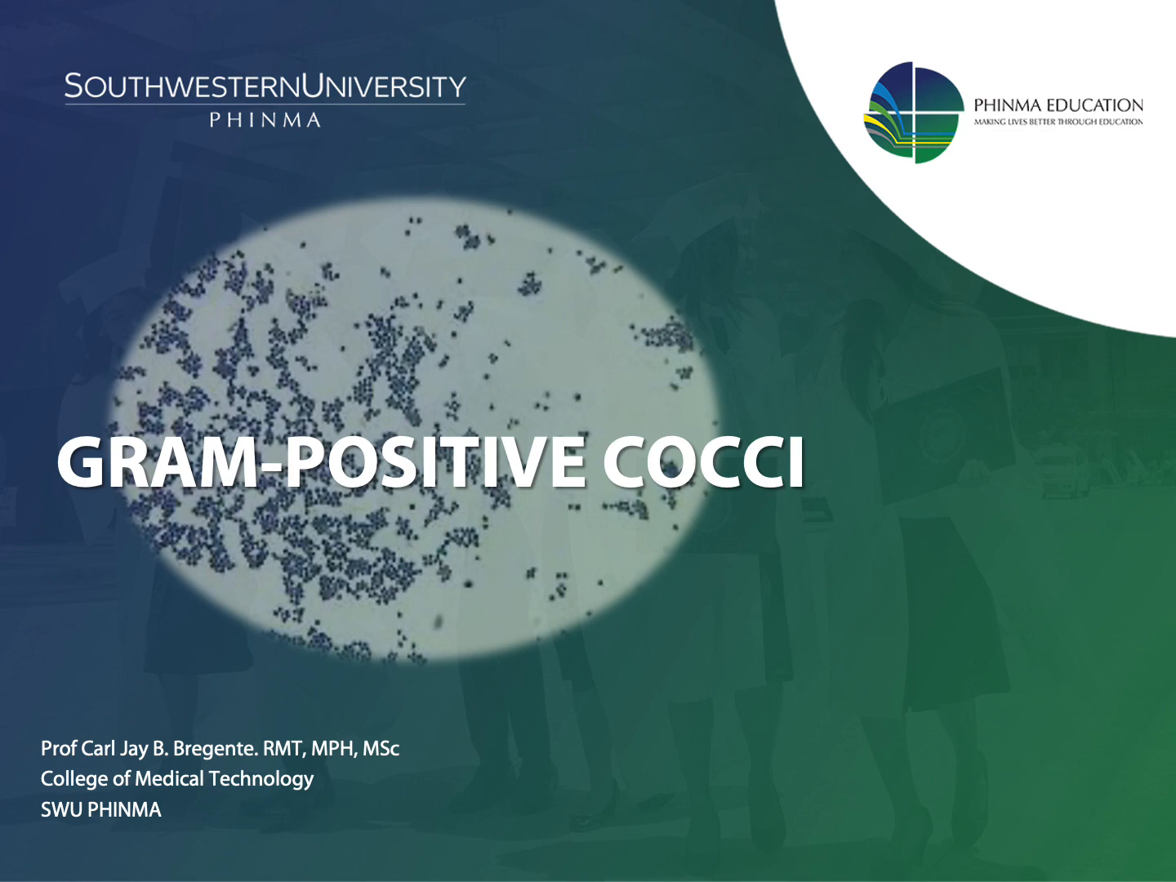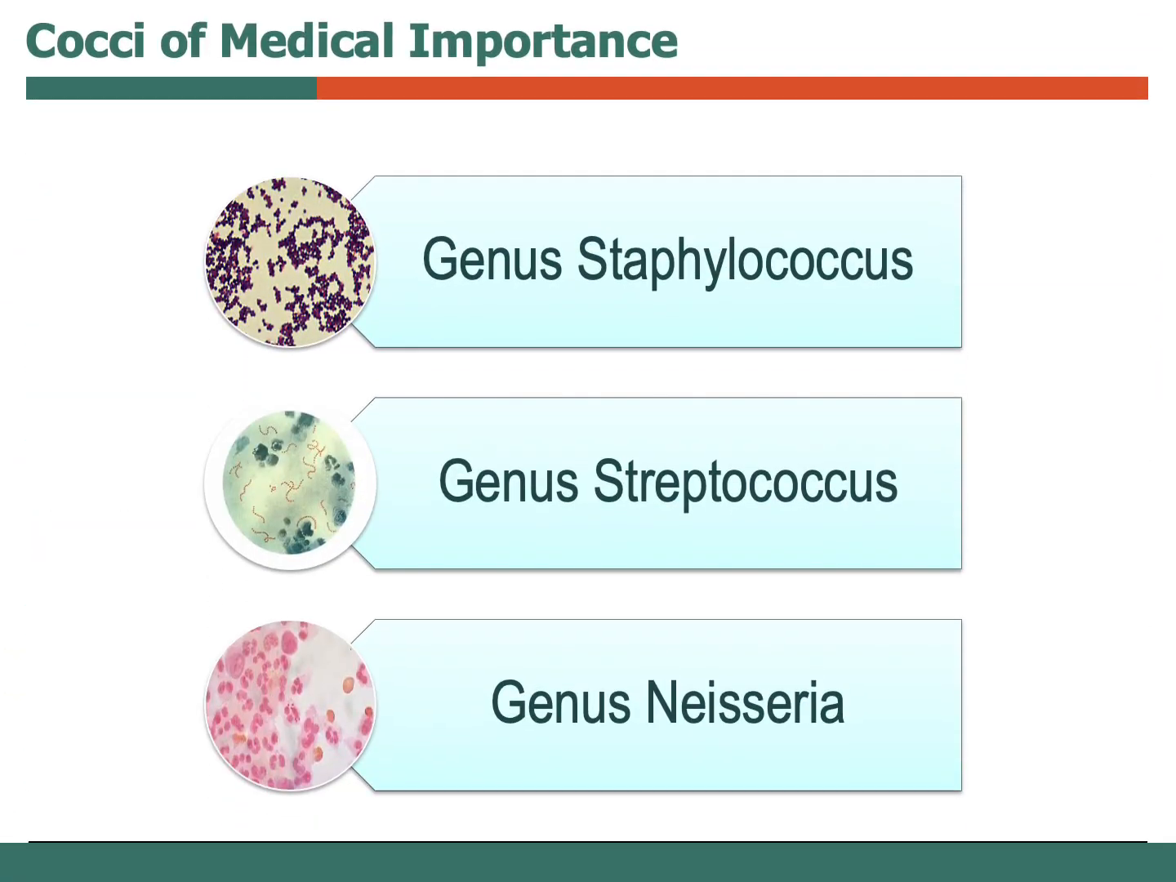Today we're gonna discuss gram-positive cocci. These are bacteria that are circular in shape. For gram-positive cocci in general, you have three genera of medical importance, or pathogenic to humans: genus Staphylococcus, genus Streptococcus, and genus Neisseria.